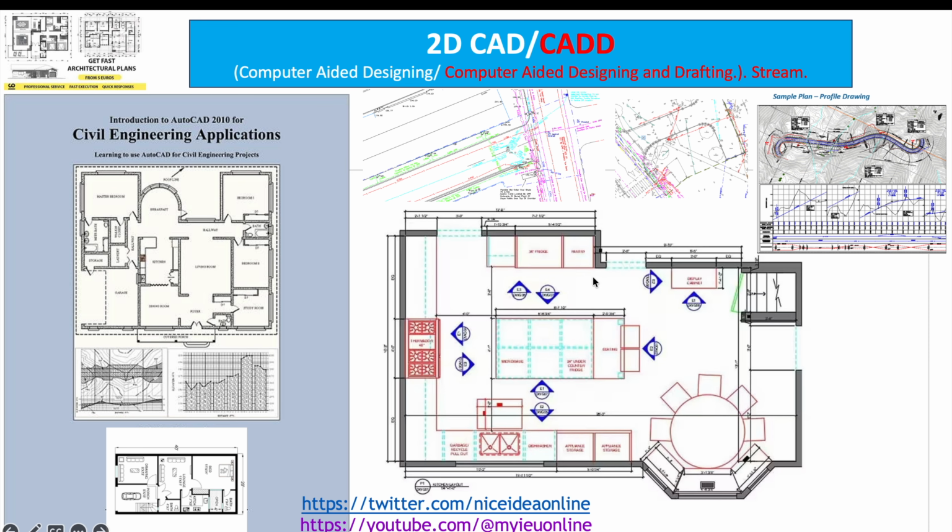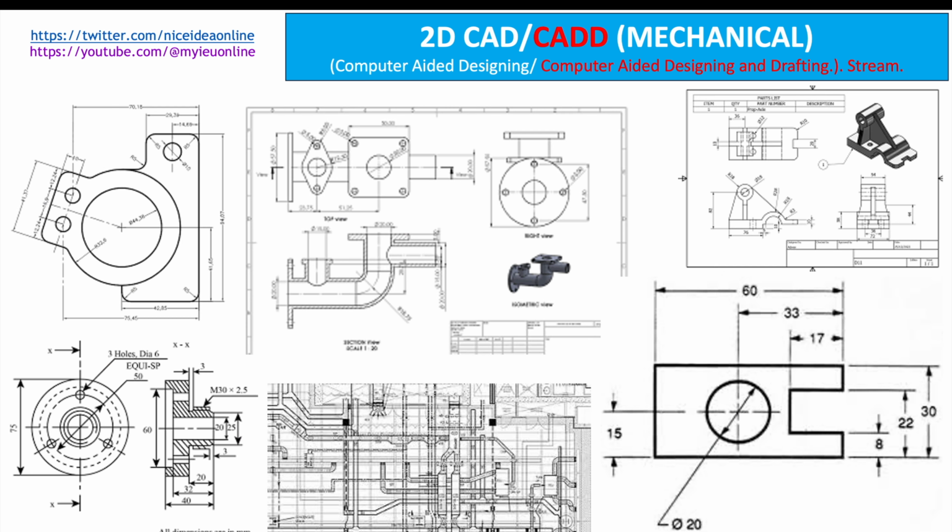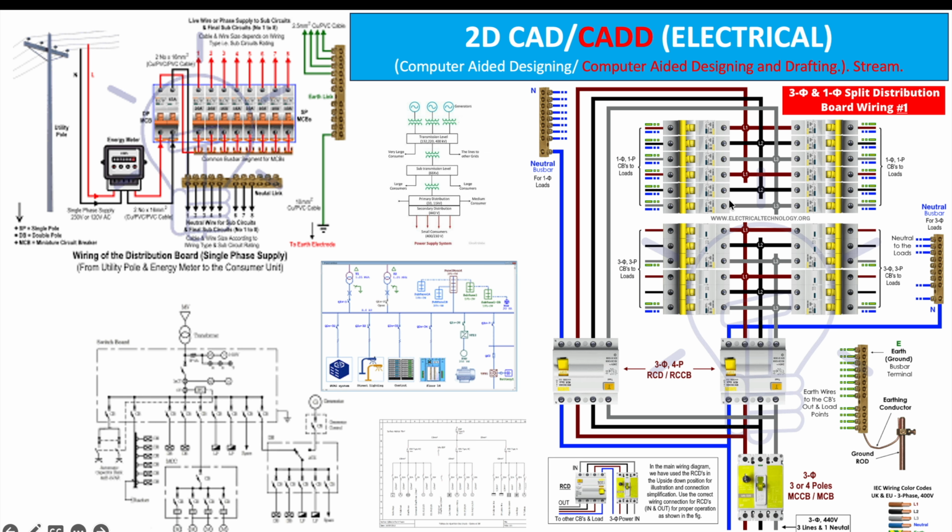Here are some drawing samples. These are the floor plans. These are the survey and GIS drawings. Here are also topographical GIS survey drawings. And here is the mechanical 2D, and here is the 3D generated in software. Here is the 2D drawing with dimensions. Here is an example of an electrical single line diagram, 2D drawings and 3D drawings.